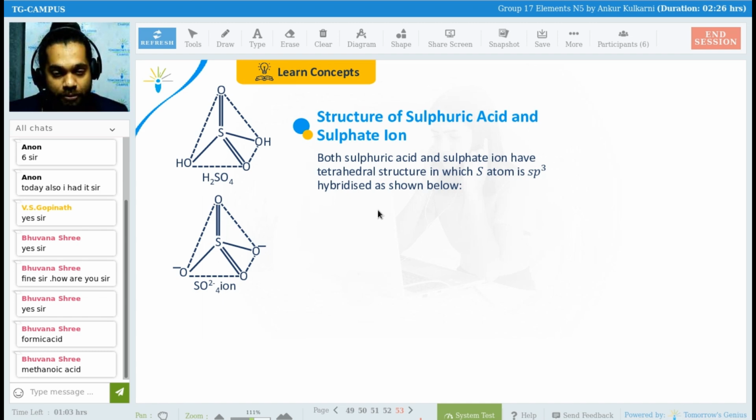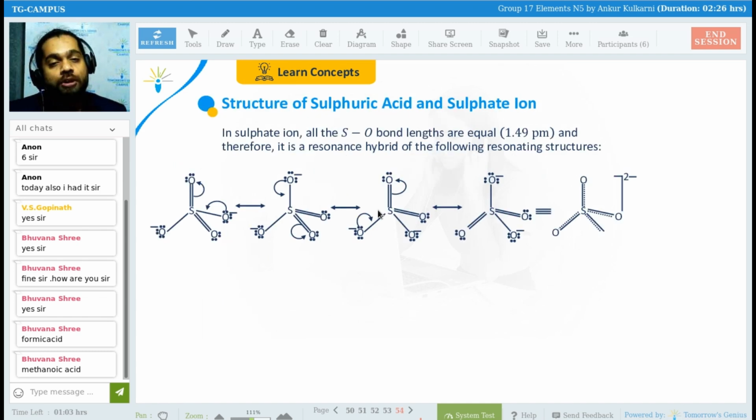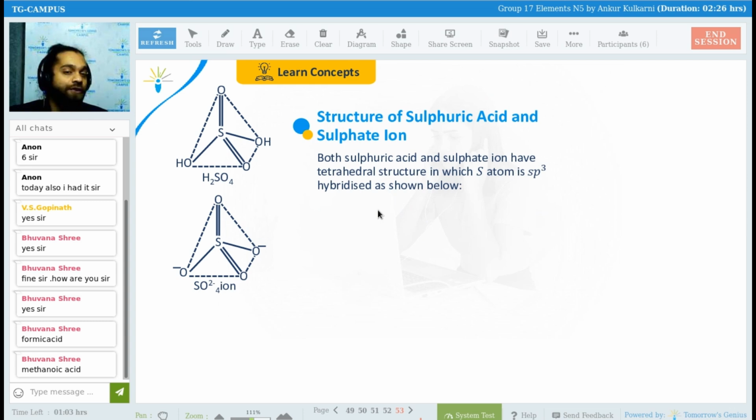Now the structure of sulfuric acid. Now this is also important. Why is sulfuric acid a strong acid? There must be some reason.